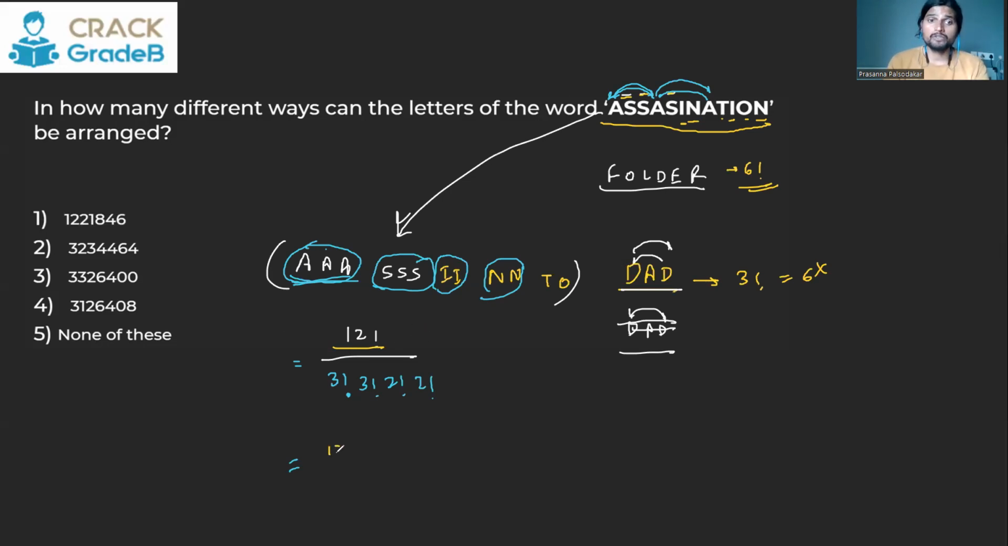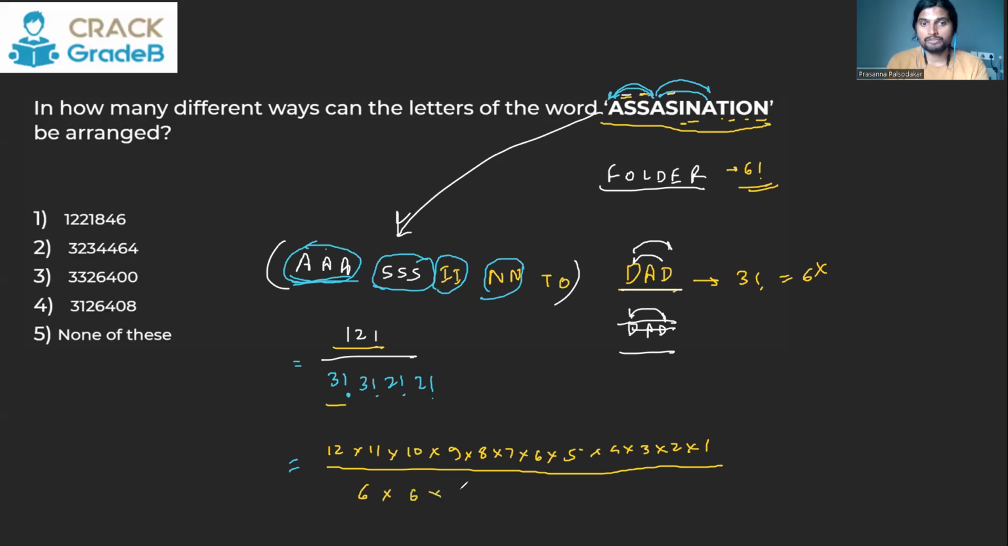12 factorial is what? 12 into 11 into 10 into 9 into 8 into 7 into 6 into 5 into 4 into 3 into 2 into 1. And we are dividing it by 3 factorial, which means 6, 3 factorial means 6, 2 factorial means 2, 2 factorial means 2. This 6 goes with this 6. This 6 and this 2 go with this 12, like this. And this 2 can go with this 2. So in the numerator, there is a 5. So our answer has to be a multiple of 5.